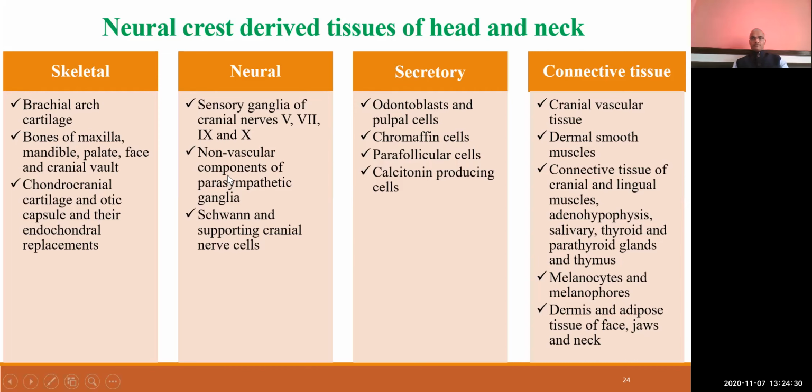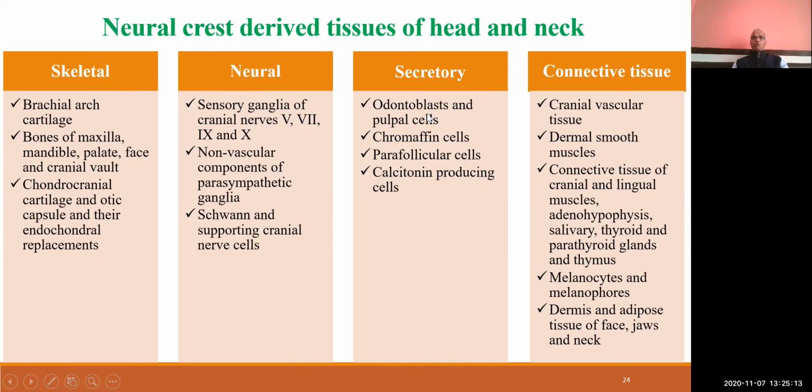So, derivatives in the head and neck region from the neural crest cells. First, the skeletal components: branchial arch cartilage, bone of the maxilla, mandible, palate, face, and cranial wall; chondrocranial cartilage and otic capsule and their endochondral replacement. And neural components: the sensory ganglia of cranial nerves 5, 7, 9, and 10, and non-vascular components of parasympathetic ganglia, Schwann cells and supporting cells of cranial nerves.